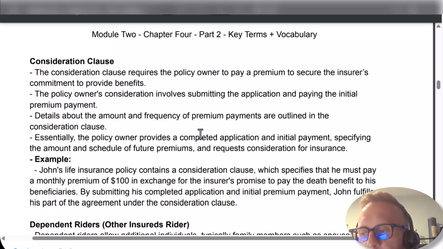Example, John's life insurance policy contains a consideration clause which specifies that he must pay a monthly premium of $100 in exchange for the insurer's promise to pay the death benefit to his beneficiaries. By submitting his completed application and initial premium payment, John fulfills his part of the agreement under the consideration clause.